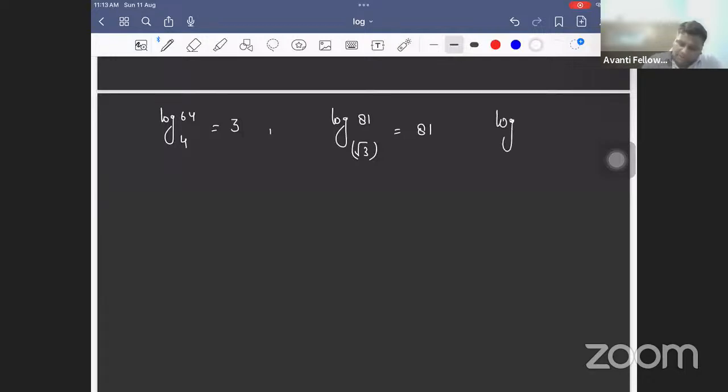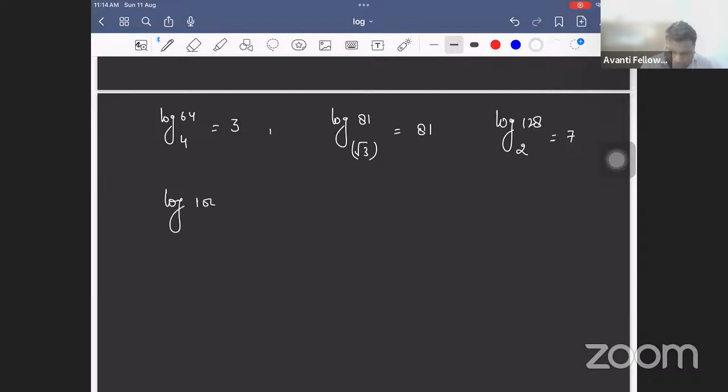Got it? Log 128 base 2. What should be the power of 2 to make it 128? That is 2 to the power 7. Very good.